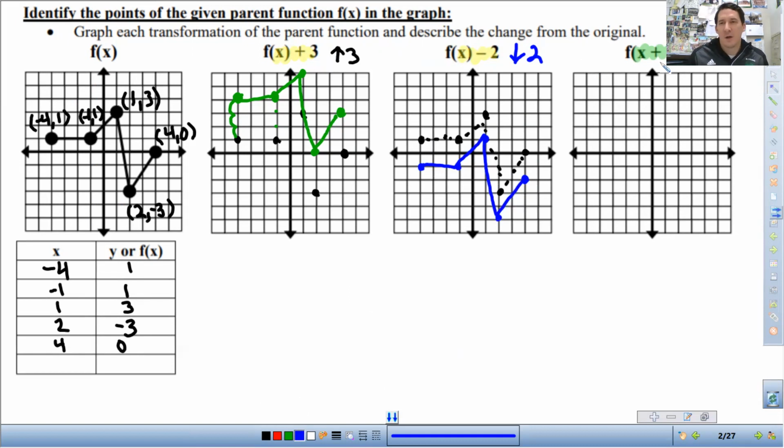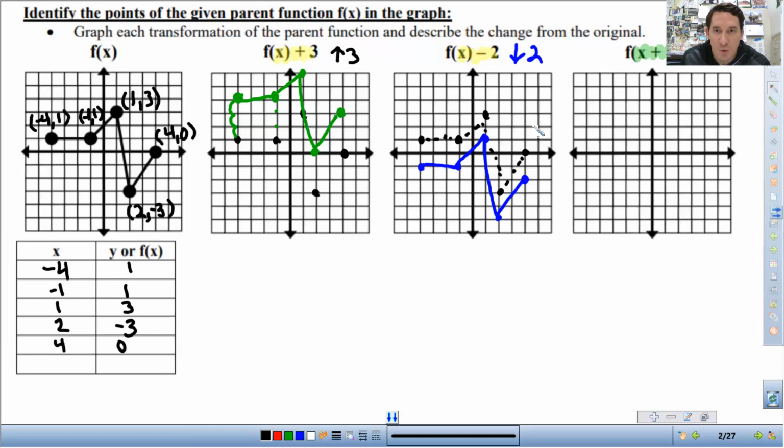Right here, we have this +1 inside the parentheses. When it's inside the parentheses, inside the function like that, that means it is a horizontal shift. Actually opposite from what the vertical shifts are. Since this is plus, normally you think that I'd shift it to the right. For the horizontal, this actually shifts it to the left one. The horizontal shifts are opposite.